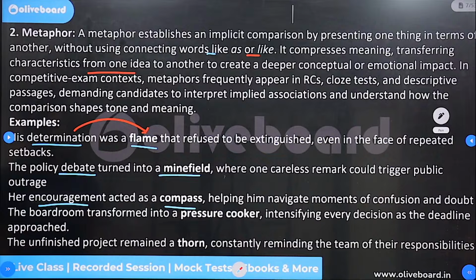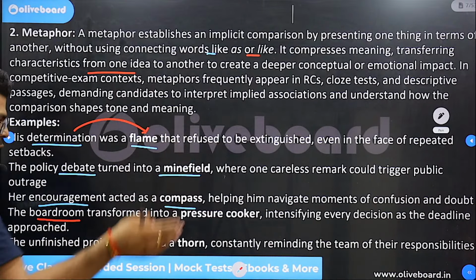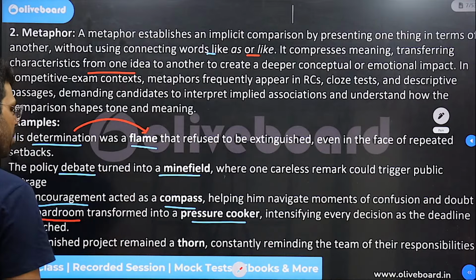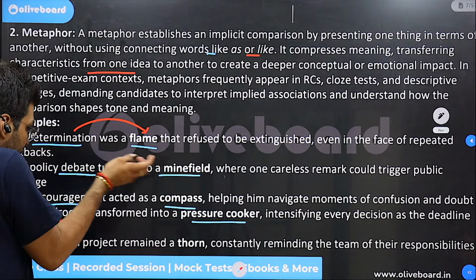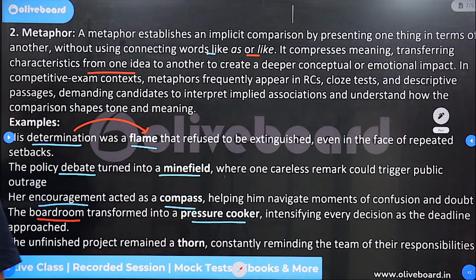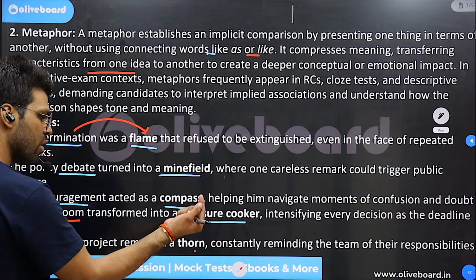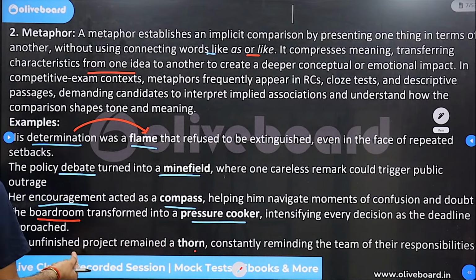Metaphor. The boardroom transformed into a pressure cooker, intensifying every decision as the deadline approached. Now, the boardroom is where meetings go on; we don't have meetings in a pressure cooker. They are two different things, implying two different qualities, but we are not saying it transformed like a pressure cooker, it transformed into a pressure cooker, putting the qualities of one onto the other. Metaphor. The unfinished project remained a thorn, constantly reminding the team of their responsibilities. Now, a thorn is a different thing, a project is a different thing. How can they be the same?